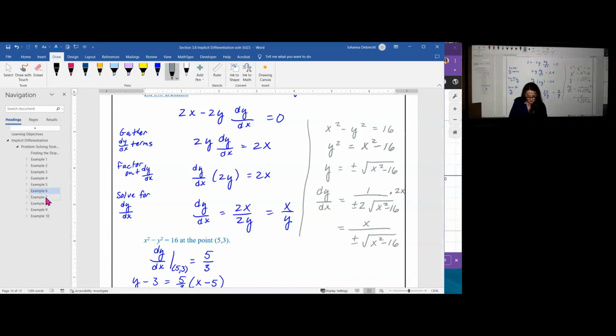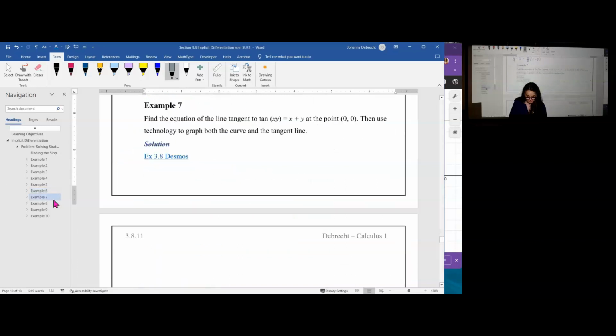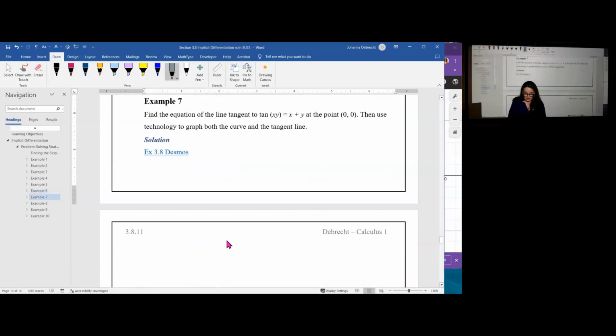Let's now take a look at example 7. In example 7, we're given the implicit equation tangent of xy equals x plus y at the origin. And we want to find both the curve and the tangent line. Go ahead, work this out, and then come back and we'll compare our answers.